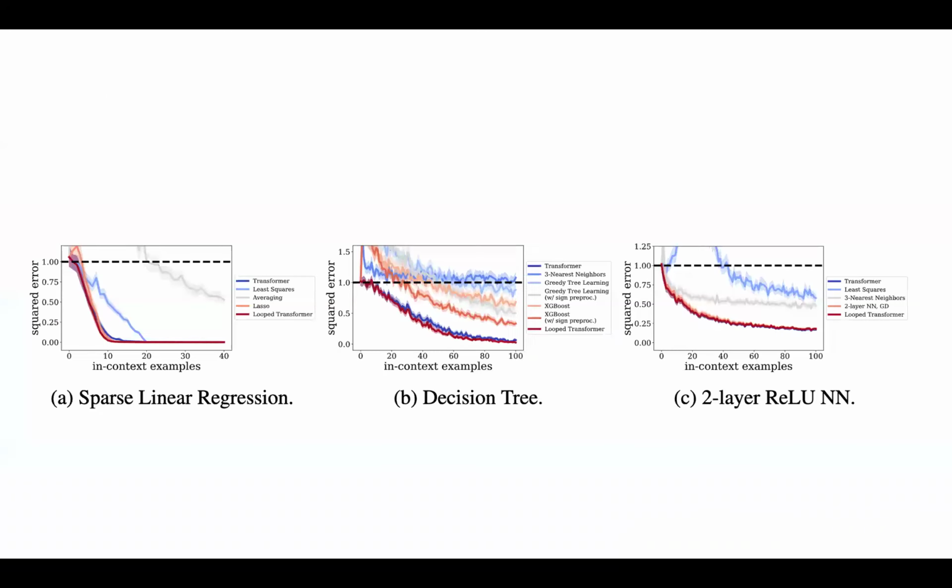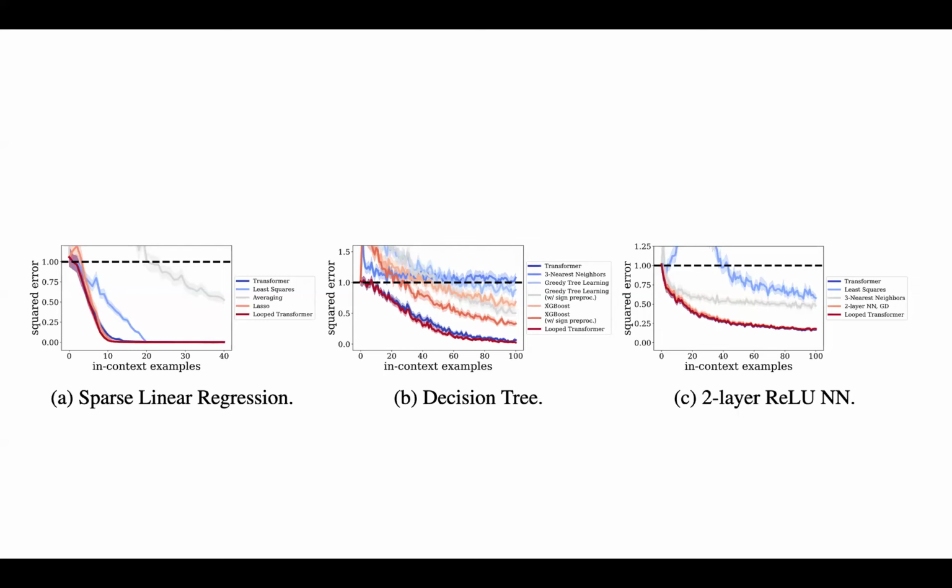And this slide is just a proof of concept: the blue line is the standard transformer, and the red line is the loop transformer we train. We investigated three function classes, and in all of them the loop transformer performs either the same as or slightly better than the standard transformer.